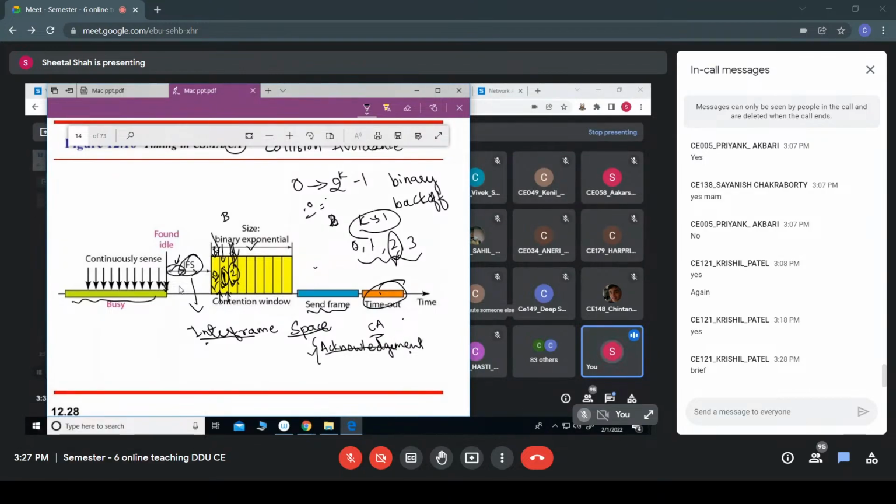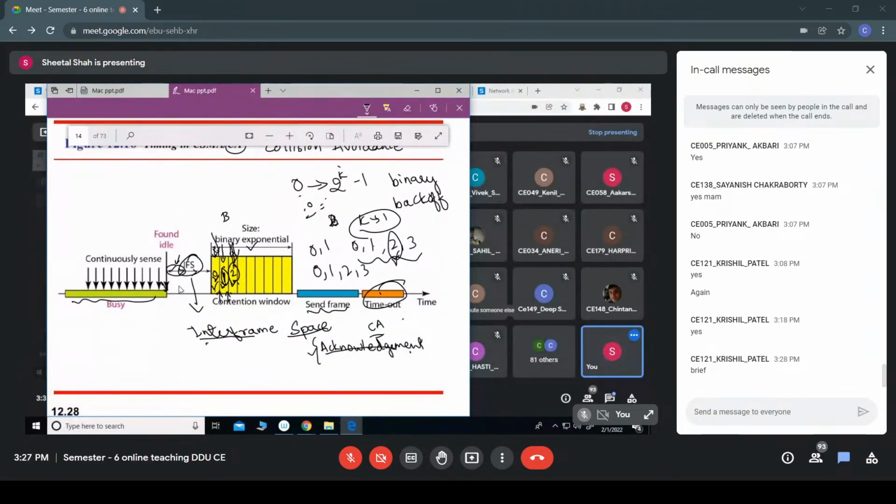Okay, so what happens if there is a collision? The k value would be incremented, and now there are two slots, 0 as well as 1. Once again if there is a collision, again k value would be incremented. Now there are 4 slots, 0, 1, 2 as well as 3. That is, 0 to 2 raised to k minus 1. Is this thing clear, everyone?